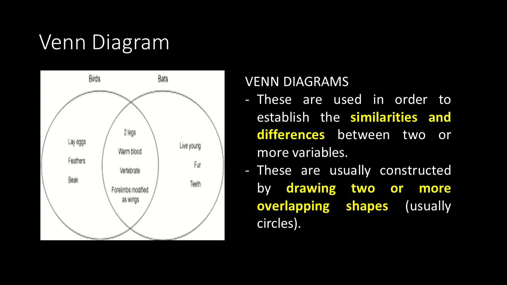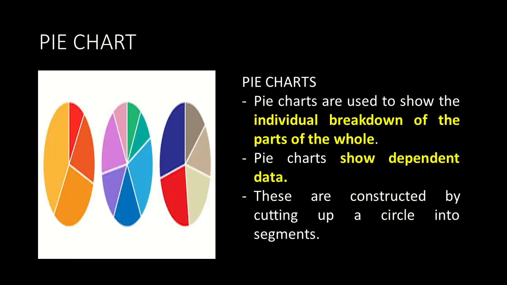Now you might ask, can we assign more than 2 variables to a Venn diagram? Of course. Again, you can use 2 or more overlapping shapes. So if you have 4 or 3 variables, then you can still use 4 overlapping circles or 4 overlapping shapes if you want to use other polygons.